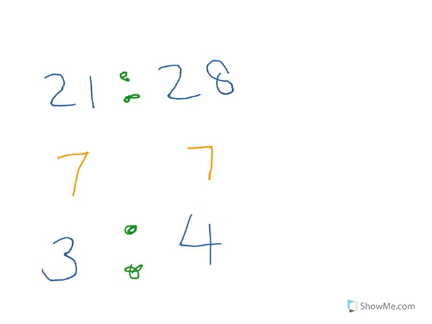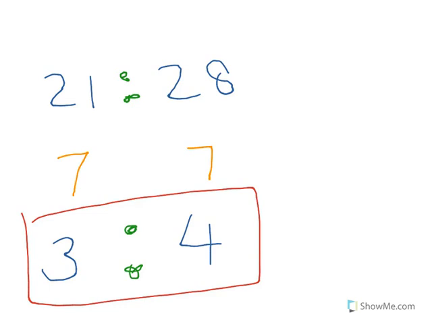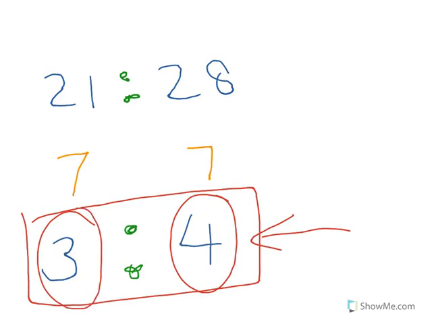And so that's the simplest form, because I can't find a common number where I can further divide this. There's nothing that 4 and 3 have in common that I can divide them with by the same number, so that's why this is the simplest form it can get.